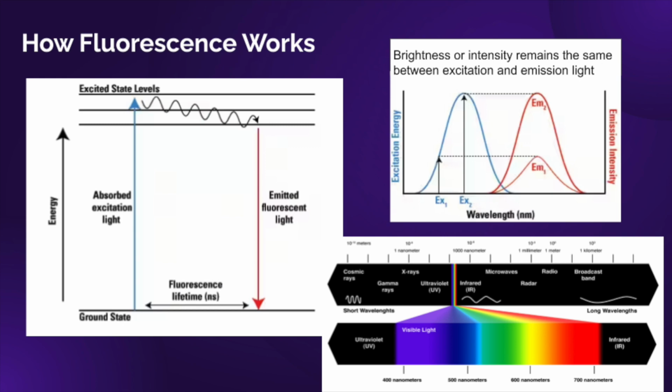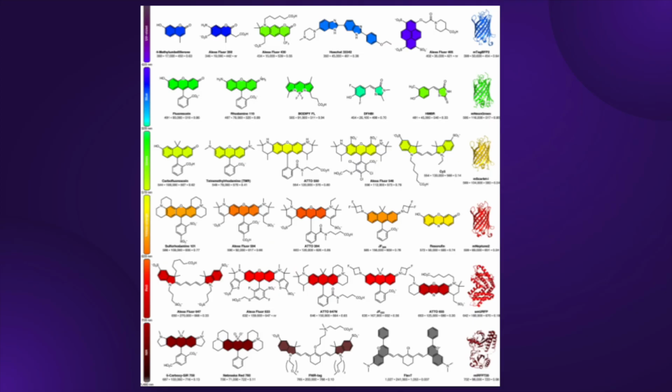Most fluorescent probes will emit light in or near the visible light spectrum. Fluorescent intensity or brightness stays constant between the absorbed and emitted light. Here's a list of organic and protein fluorescent probes grouped by the light that they emit.